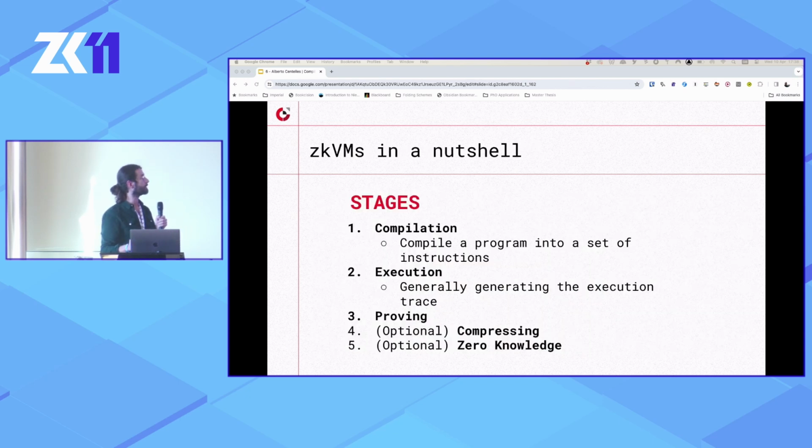So for ZKVMs, the stages that we can generally recognize: we start with a compilation of a program into a set of instructions. We execute the program, generating the execution trace or the witness. Then we prove it, and here is where the different categories of ZKVMs come. Sometimes we use folding, sometimes we use the GKR protocol, sometimes we use a SNARK, as we said. We're going to focus on that first step. And then optionally, some people do another layer of recursion to compress and also to achieve zero knowledge.